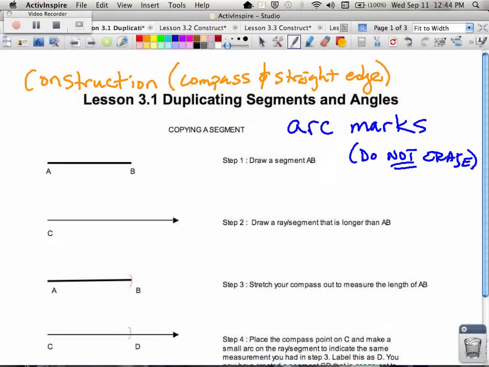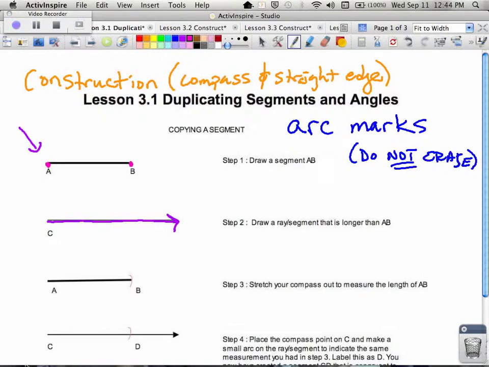a segment. So in the beginning here, you're going to see that they give us this segment AB. So step one, after you're given this segment AB, is you are going to draw out a ray or a segment that is longer than the one they originally gave you. And then what you do is you take your compass and you stretch it out. You put your point on A, and you stretch it out till the pencil part touches B.